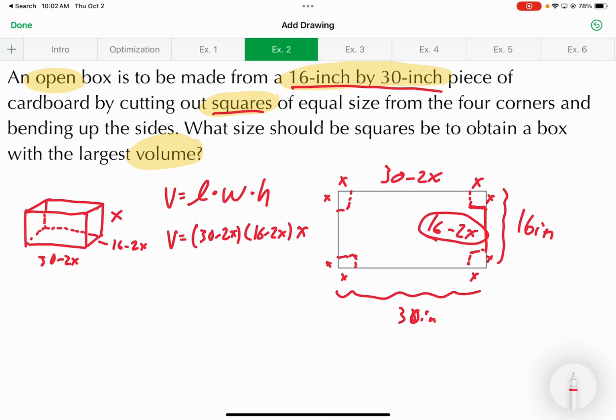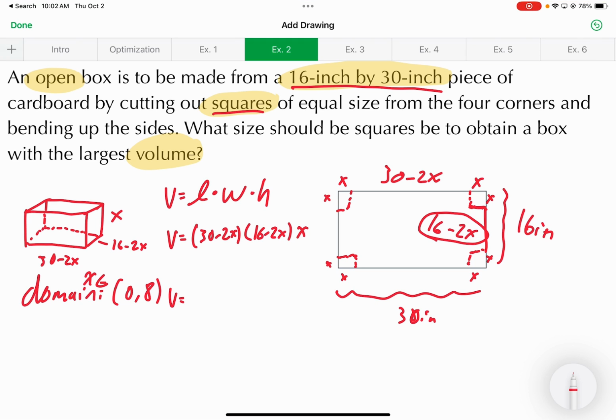And do I even want it to be 8? No, because then I wouldn't have a box, right? So my domain is going to be from 0 to 8. I should say x is an element of 0 to 8. Okay, now let's write my volume formula.